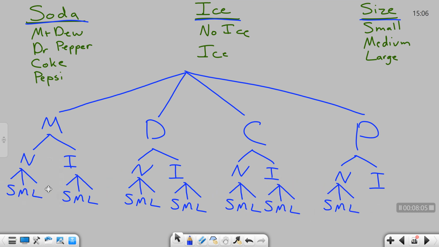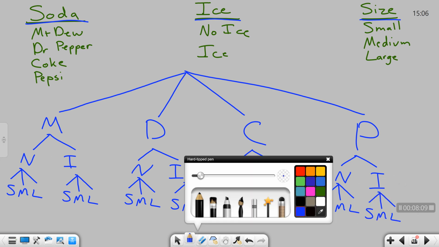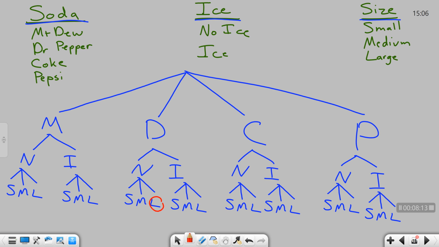Boy, it didn't seem to save a lot of time. And now, just understand that when you have, let's say that L right there, it doesn't just represent an L. That L is connected to this D, which is connected to this N right here as well. So that is a Dr Pepper with no ice in large. And now you can see that each one of these at the bottom would represent a possible drink order.